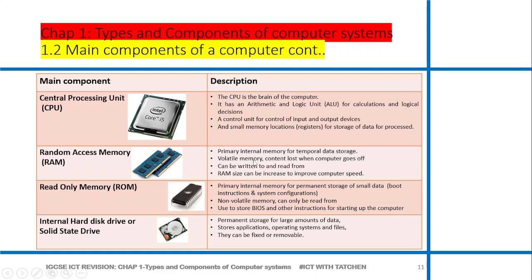Secondly, you should know that the RAM is a volatile memory, which means content is lost when the computer goes off, as I just said. That's the meaning of volatility, meaning the data at some point will be lost or doesn't last there for long. Then the RAM, you can write to it and you can read from it.